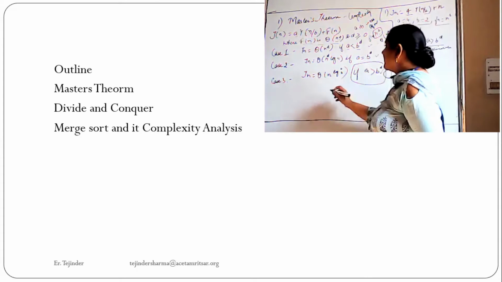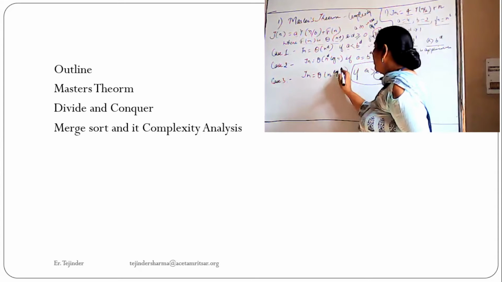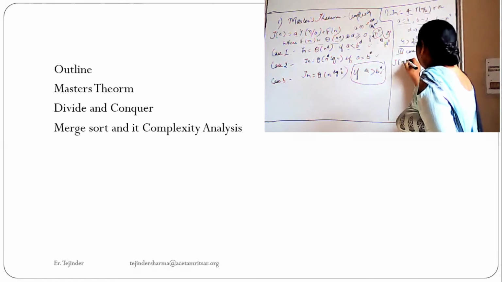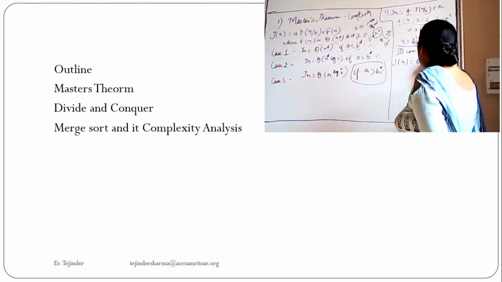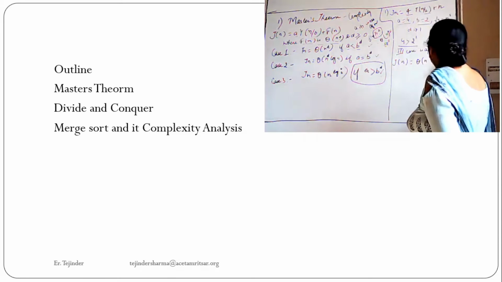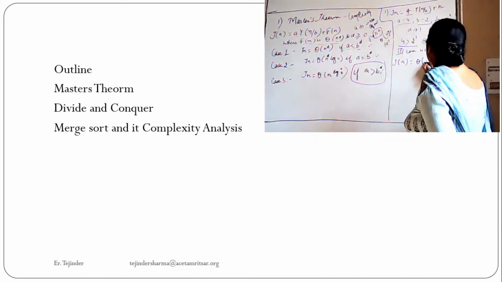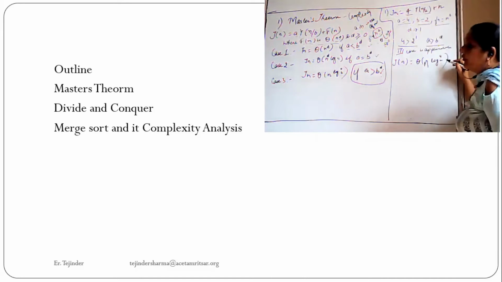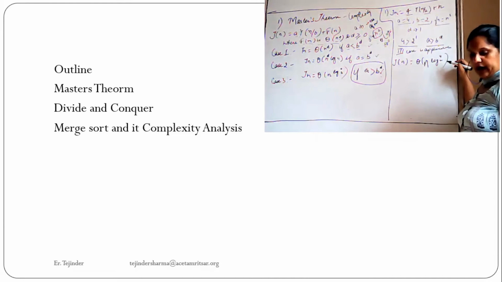Fine. So what does it say? T(n) is equal to theta of n raised to power log a base b. So you will write T(n) is equal to theta of n raised to power log 4 base 2. Okay.